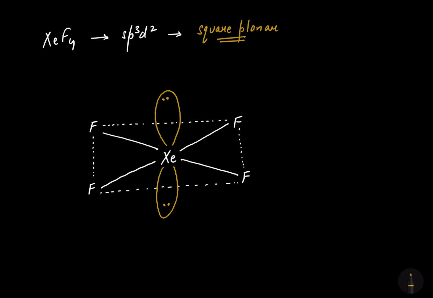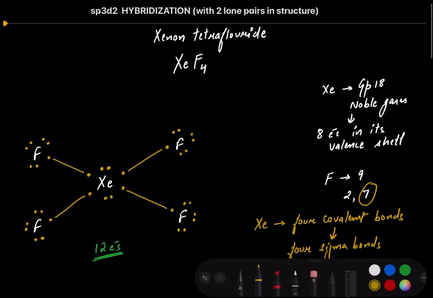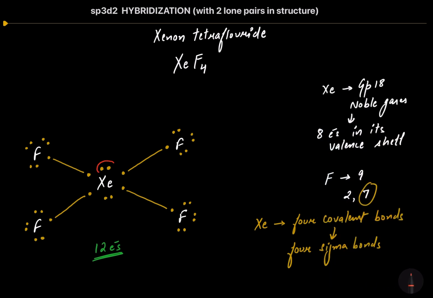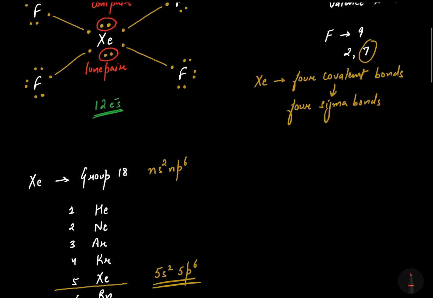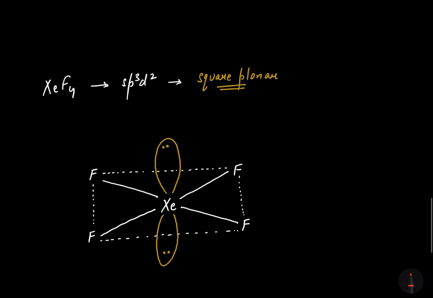Now let's mark the lone pairs in the Lewis structure. Here we have the two lone pairs. That's the first lone pair of electrons in one of the sp3d2 hybrid orbitals. That's the second lone pair in another sp3d2 hybrid orbital. Now, that's the geometry of XeF4.